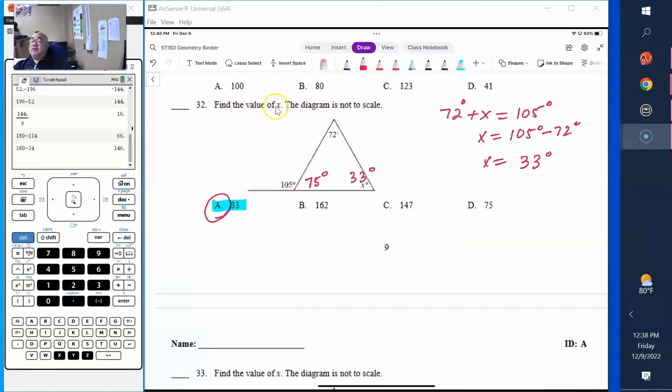Find the value of X. So here's a triangle. Here's your exterior angle. These two are interior angles, and we know that the exterior angle is equal to the two remote interior angles. So 105 equals 72 plus X. So to find this angle, you have to subtract from 105, so it's 33.